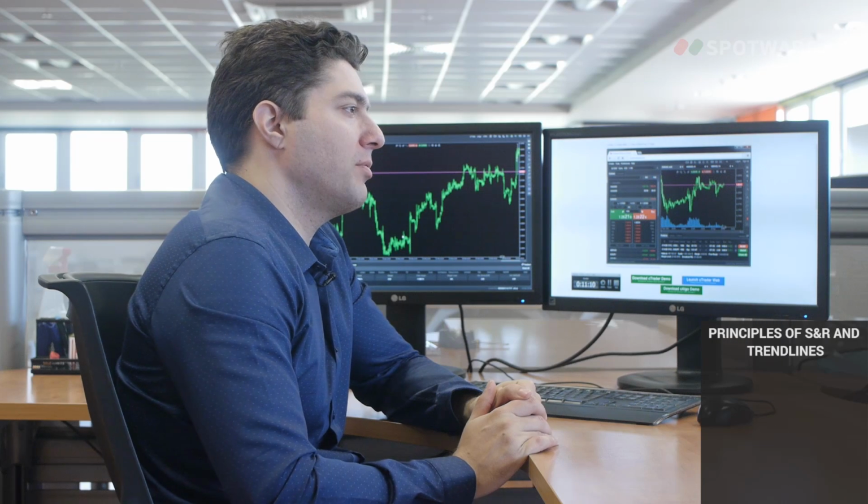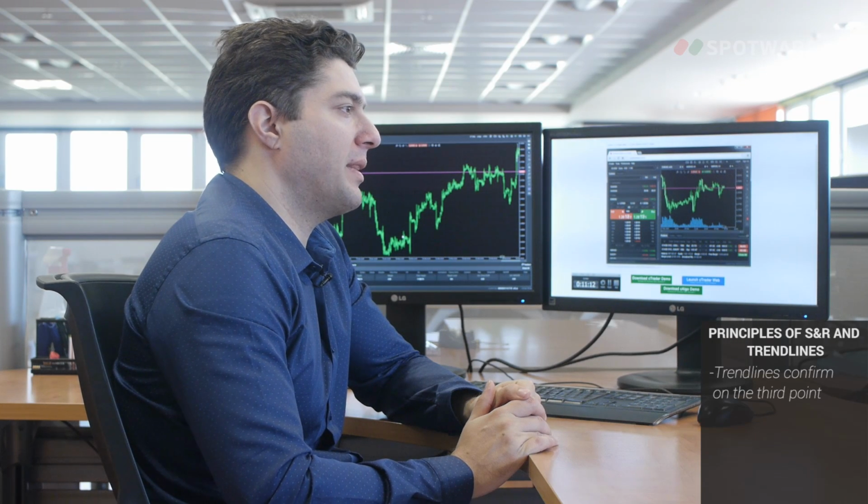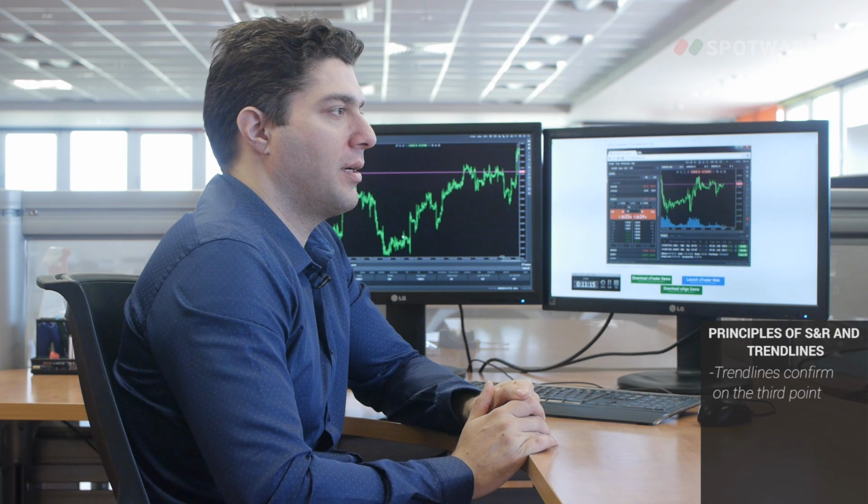Next principle, a trend line is confirmed at the third point. You can draw trend lines by connecting two low points in an uptrend or two high points in a downtrend, but remember that before that trend line is tested and it bounces back, you don't have a trend line yet. You may trade the third point. I'm not saying that you shouldn't trade it, but the third point should be traded with a very conservative stop loss. And the longer the trend line holds, the less conservatively you can start trading it.